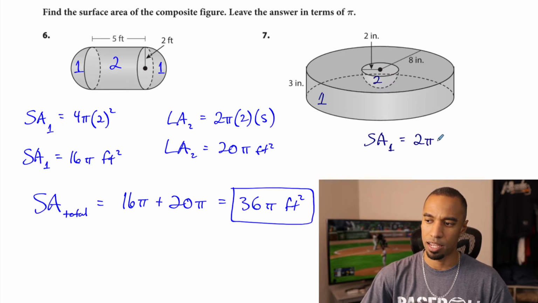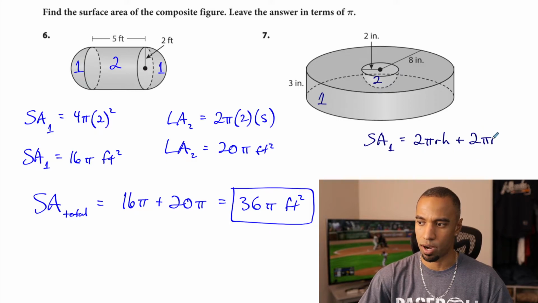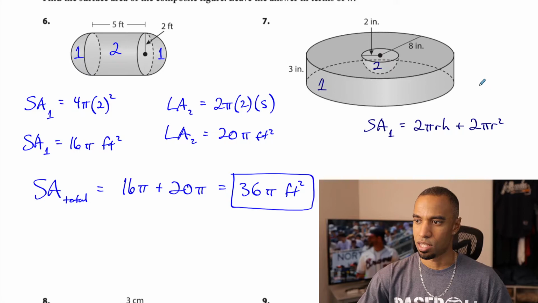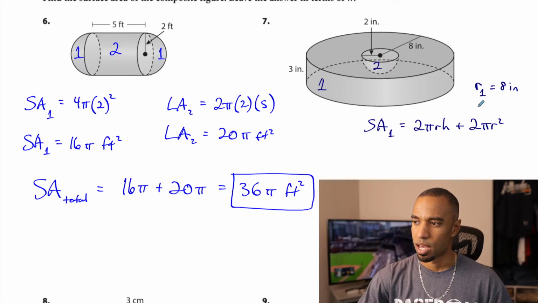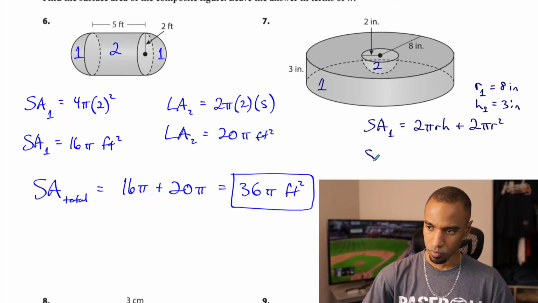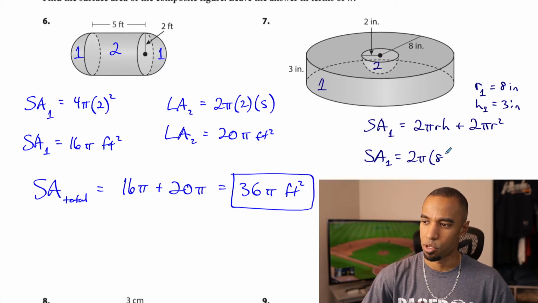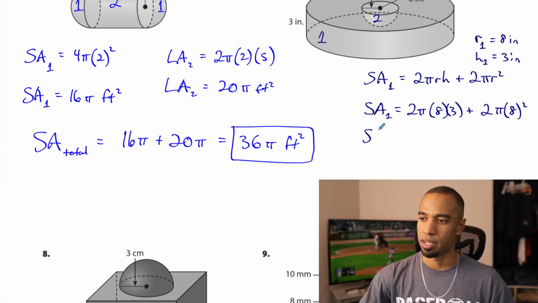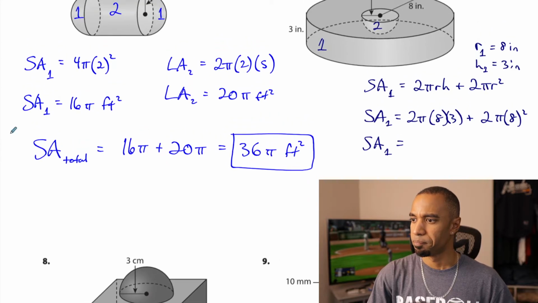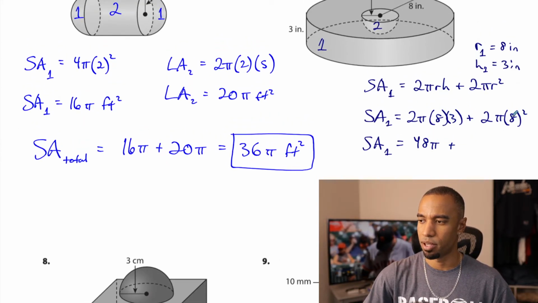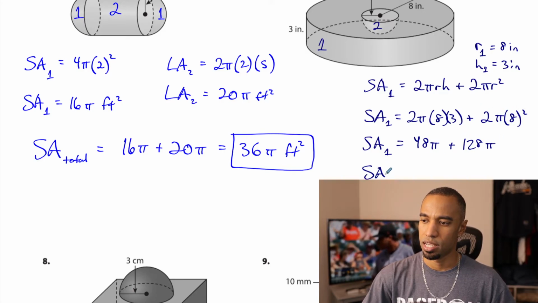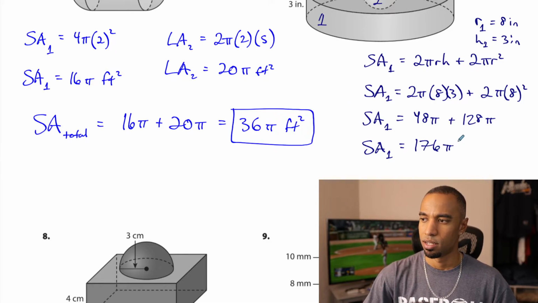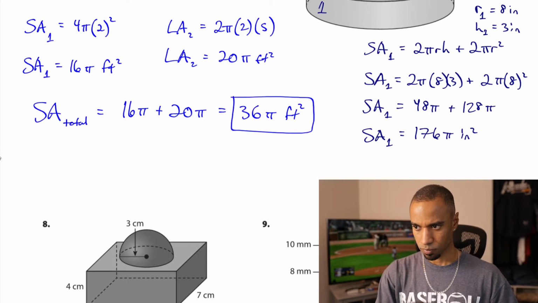It's the lateral area, 2 pi r h, plus the area of the top and bottom bases, 2 pi r squared. So lateral area plus area of both bases here. The radius of object 1 is 8 inches. The height of object 1 is 3 inches. So the surface area of the cylinder is 2 pi times the radius times the height plus 2 pi times the radius, 8, squared. Still in terms of pi, right? Yep. 8 times 3 is 24, times 2 is 48 pi, plus 64 times 2 is 128 pi, which is 176 pi square inches. So that is the surface area of the cylinder.